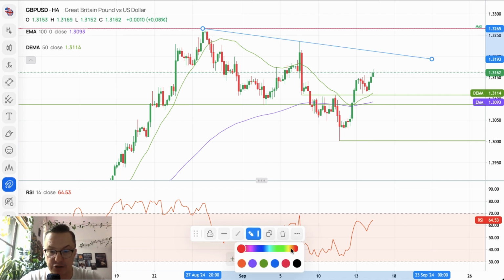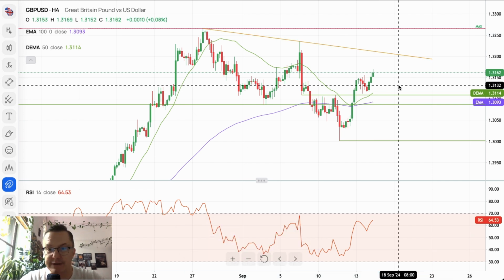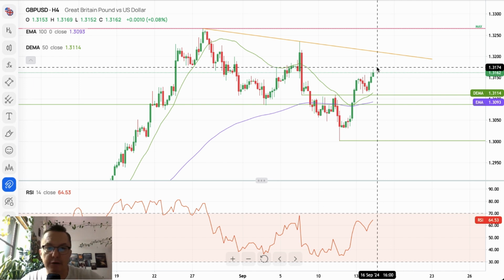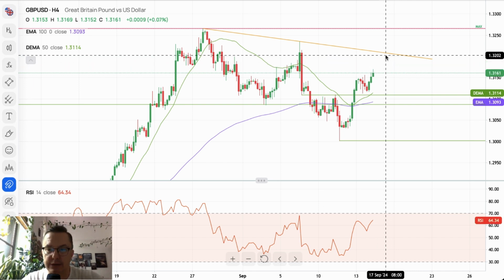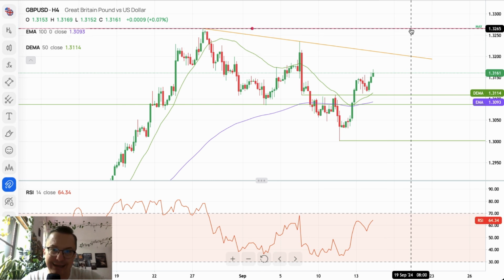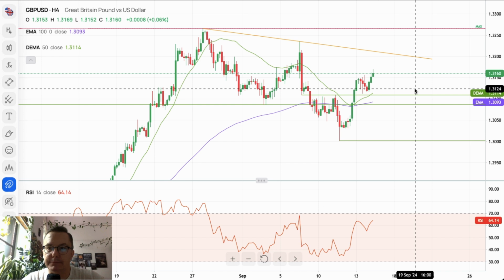Yes, this is a 4-hour chart, of course. So it's possible that the British pound will actually test this trend line before making a decision whether it will attack the swing high 1.3265 or reverse a little bit lower. So please keep an eye on the British pound. It looks rather bullish right now.